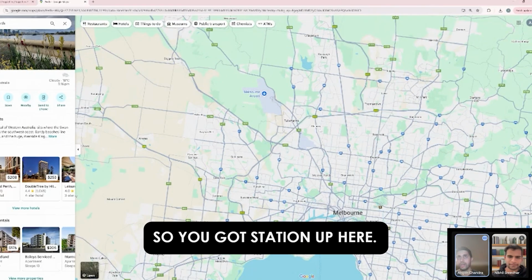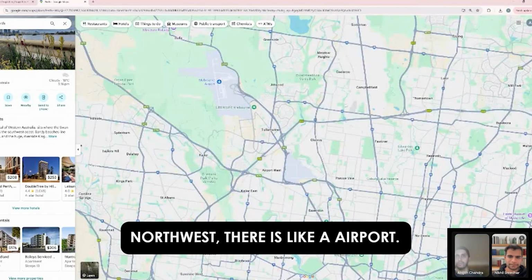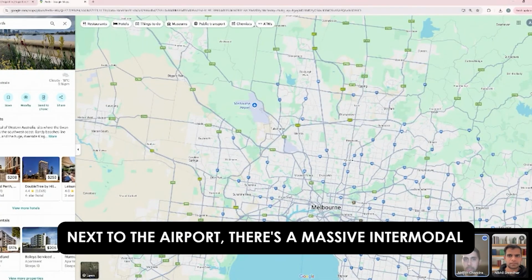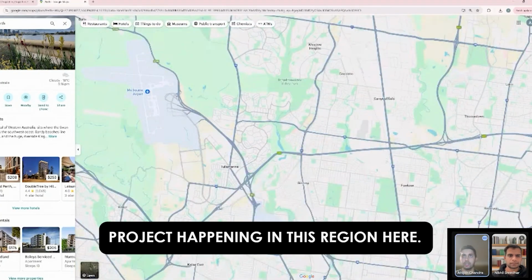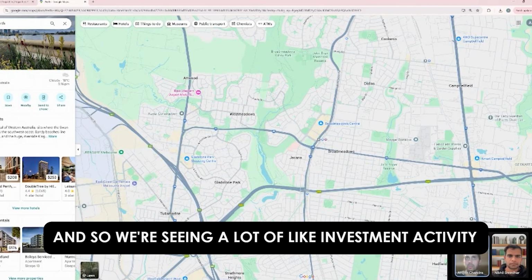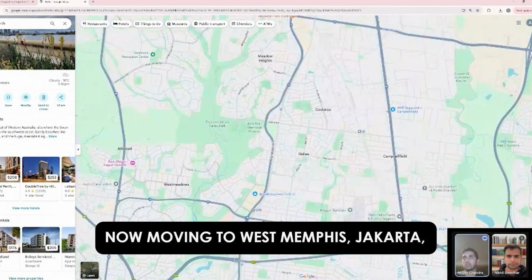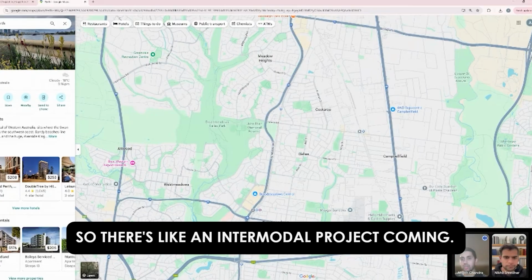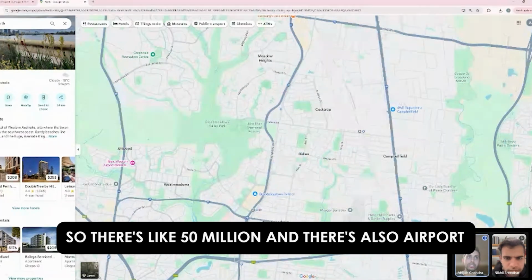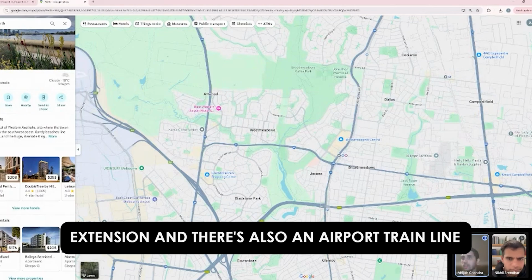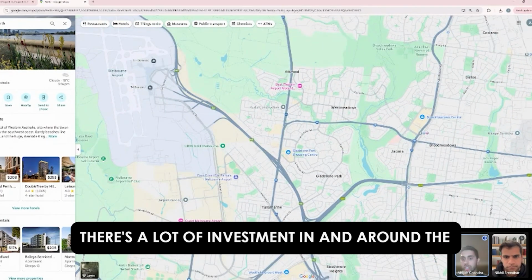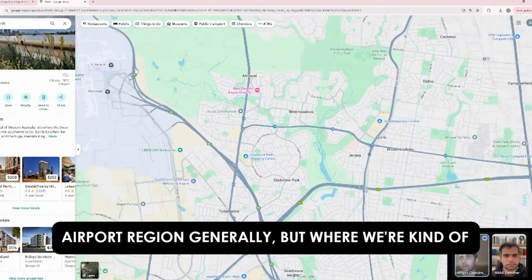So you've got the station up here. Northwest, there is the airport. Next to the airport, there's a massive intermodal project happening in this region here. And so we're seeing a lot of investment activity now move into West Memphis, Jacana, Broadmeadows, Dallas, Colorado. So there's an intermodal project coming, about 250 million. And there's also an airport extension, and an airport train line now being put in to get to CBD. So there's a lot of investment in and around the airport region generally.